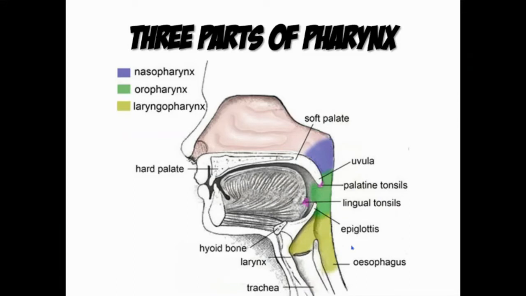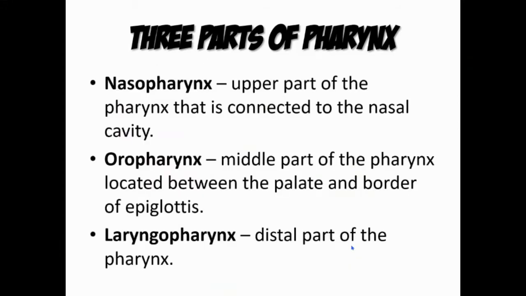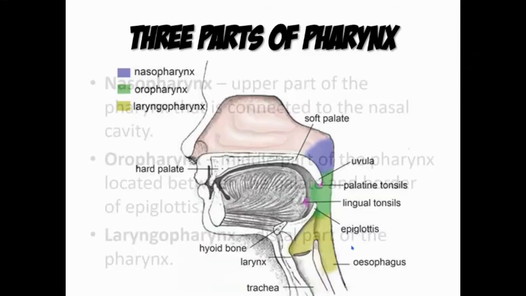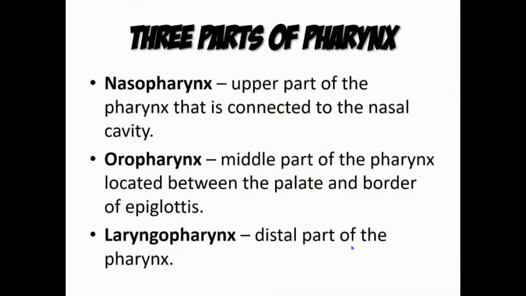Nakita natin ang boundary ng 3 parte ng pharynx. Ayan, may palatandaan or legend naman. So, kapag sinabi natin nasopharynx, ito yung upper part ng pharynx that is connected dun sa nasal cavity. From the word itself, nasopharynx, di ba? Then, next, the oropharynx is the middle part of the pharynx, located between the palate and the border line of the epiglottis. And then yung laryngopharynx, ito yung distal part ng pharynx. Kapag sinabi nating distal, nasa baba siya.